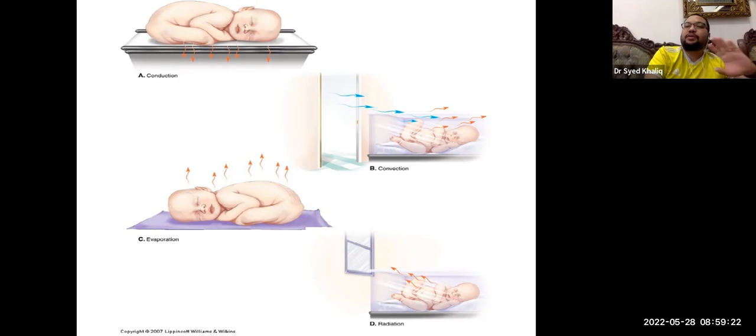But there are several problems with that. The first one is the towel will become warmer and warmer. When it becomes continuously warmer, there'll be less conduction. Number two, when you introduce a cold material to the skin, the vessels in the skin will start to vasoconstrict. So what happens now?